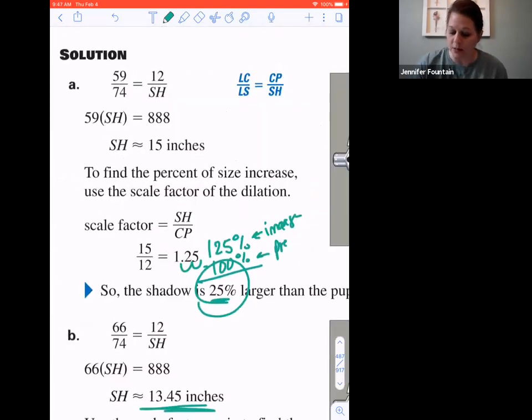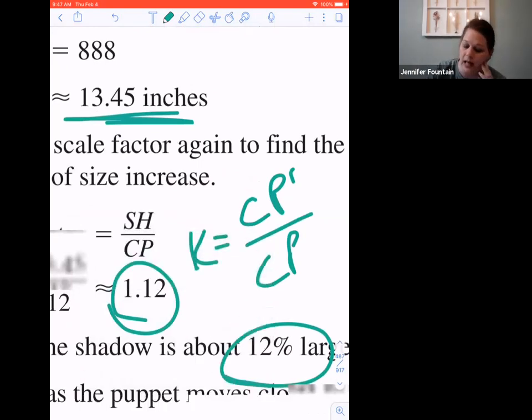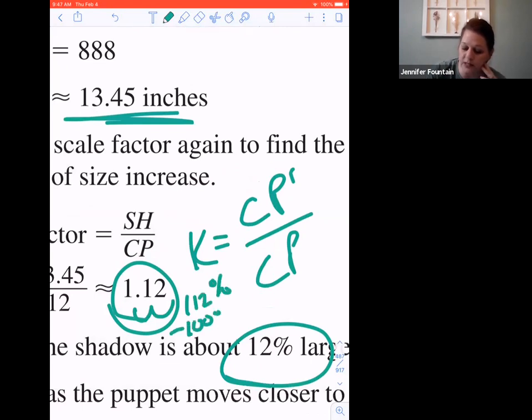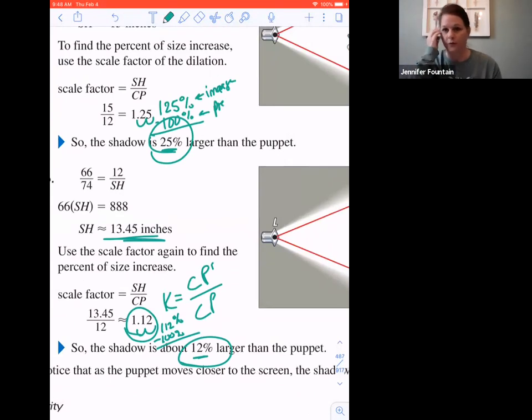Okay. So then when I look at my next one, again, notice that I've ended up with 1.12. I need to move my decimal. That ends up being 112%, but I have to subtract the 100% that my pre-image was, and that leaves it at 12% larger. Is everybody good with being able to find the percent? I have to remember that my original pre-image was 100% of its size, but now this one is a percentage above 100%. So I have to subtract 100 from whatever my new one is, and that gives me the enlargement.